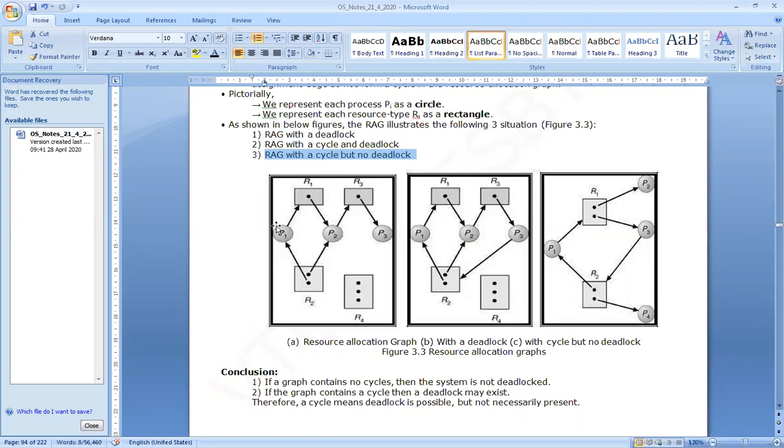Here, process P1 is already allocated one instance of R2, but it is still requesting one instance of R1. Process P2 is already allocated one instance of R2 and one instance of R1, but it is still requesting one more resource, R3. Then if I go to P3, the one instance available in R3 is allocated to process P3.